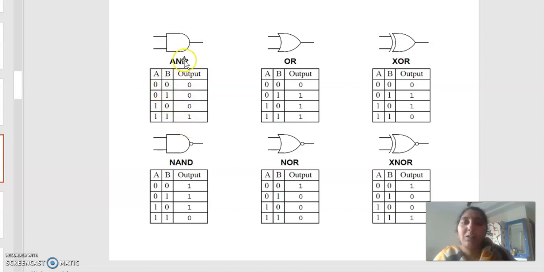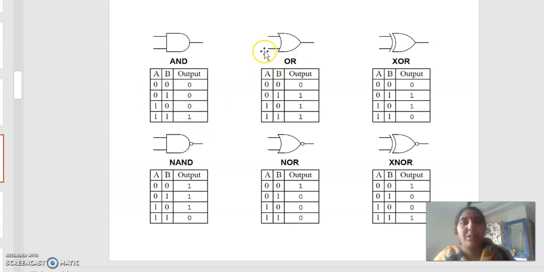In the AND gate, if both the inputs are ones, then only the output is 1. Otherwise, the output will be 0. So that means if any one of the inputs is 0, the output is 0.